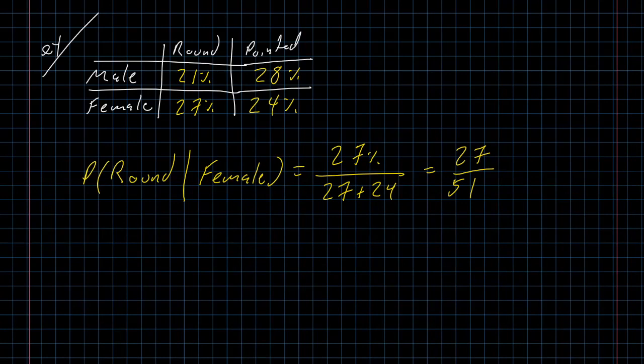And I can actually ignore all the percent signs, just multiply top and bottom of the fraction by 100%. I get 27 over 51. Then when I perform the division, I get percentages again. 0.529, or about 53%.